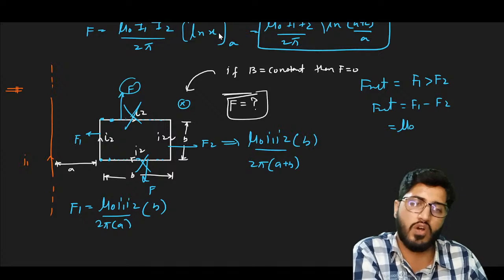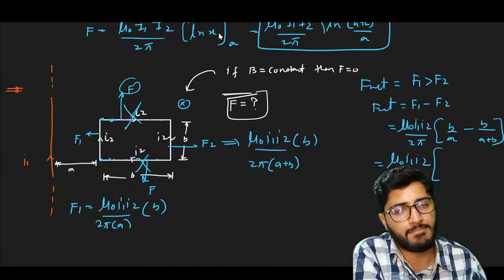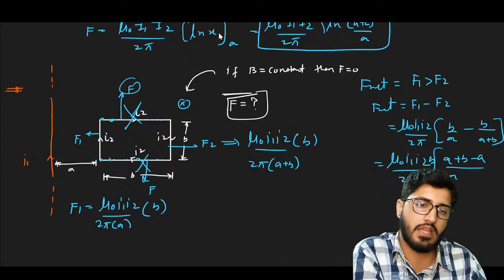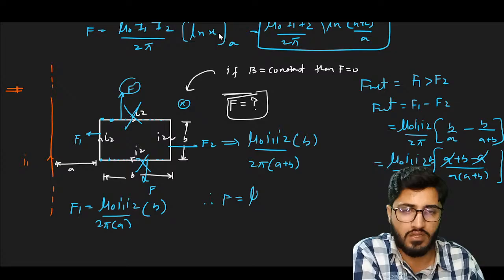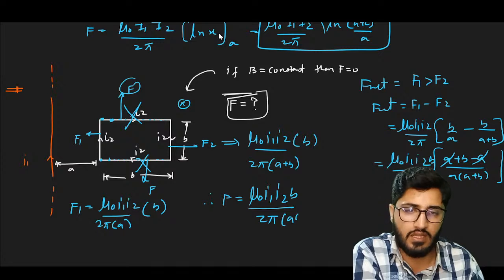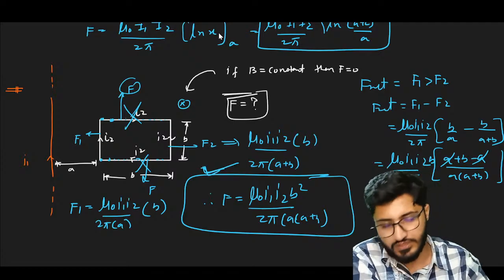So I can write now mu naught I1 I2 divided by 2 pi common, so we are left with B by A minus B divided by (A plus B). Taking B also common, it is (A plus B minus A) divided by A and (A plus B). A cancels out. Therefore, my answer came out to be mu naught I1 I2 B square divided by 2 pi A (A plus B). So this one is my answer.